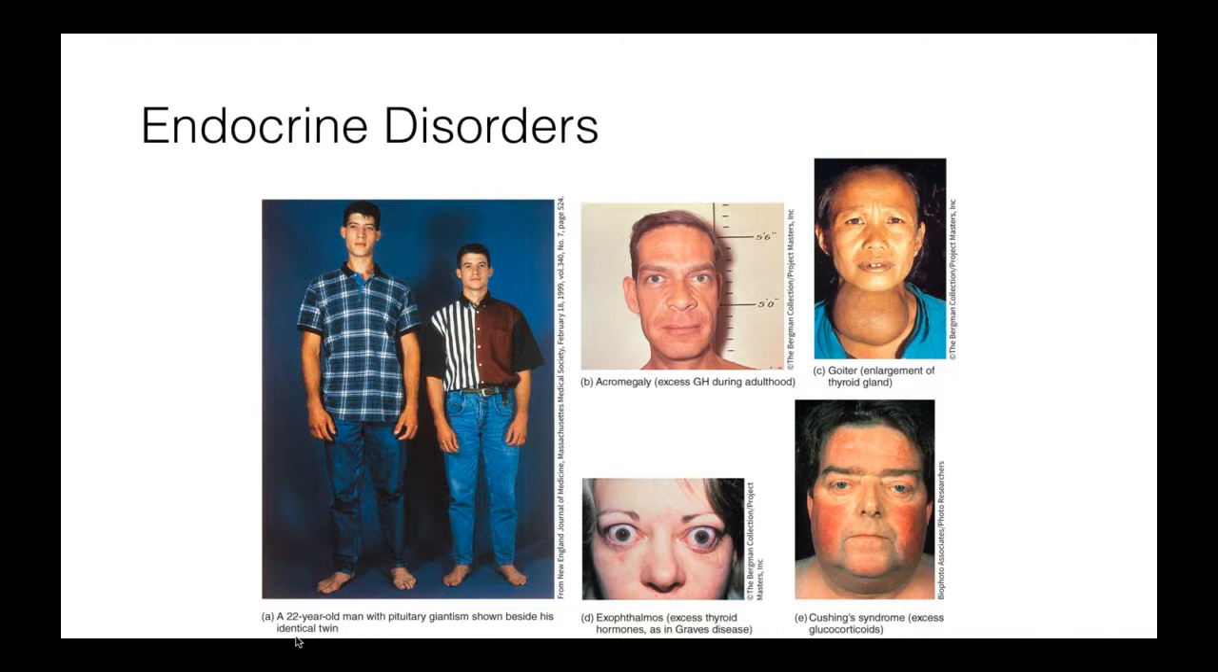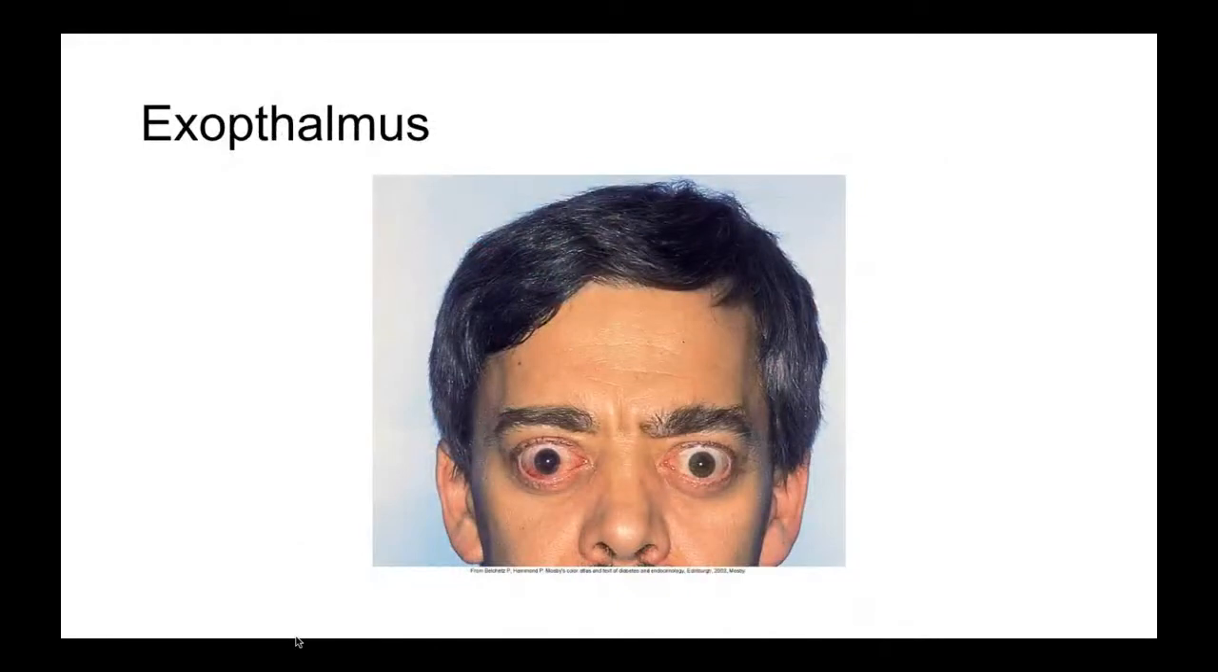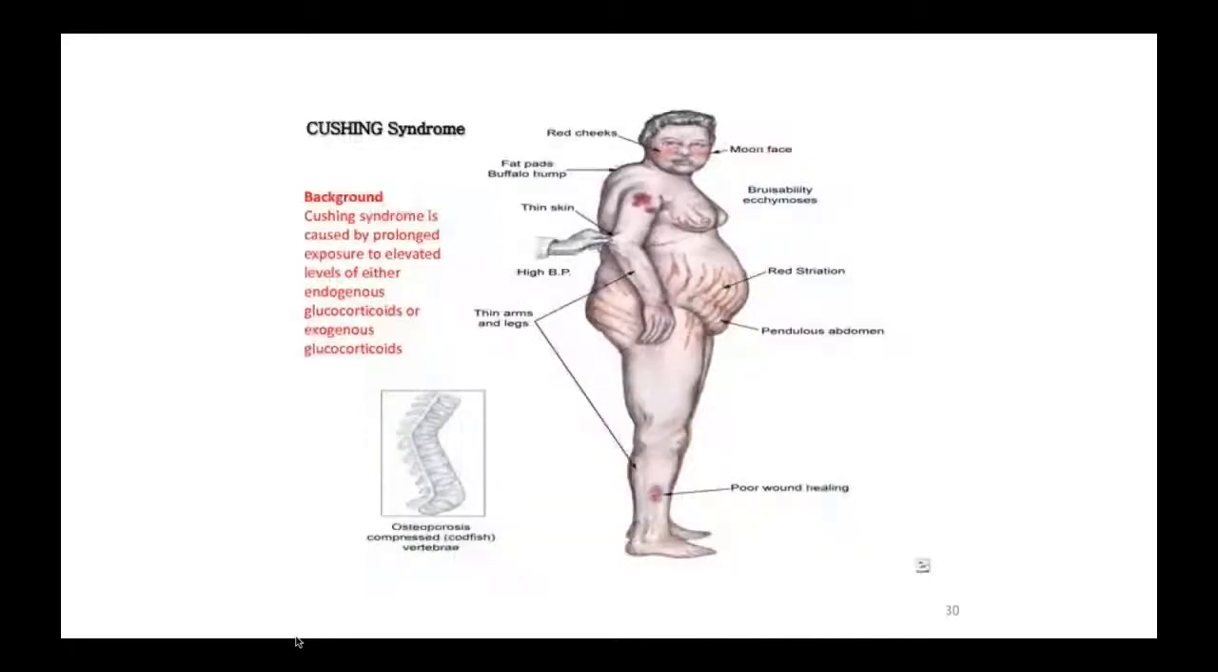On the top right, when the thyroid is enlarged, we call that goiter. That's typically seen with iodine imbalances. That's goiter, an enlargement of the thyroid. In the center on the bottom, where you see the bulging eyes, that's called exophthalmos. That's seen with a hyperactive thyroid. We see that in a disease called Graves' disease. And then on the bottom right, we see that from excessive cortisol, whether it's endogenous or exogenous, it's called Cushing's syndrome. Here is that bulging look of the eyes where you can see the white of the eyes all the way around. That's called exophthalmos.